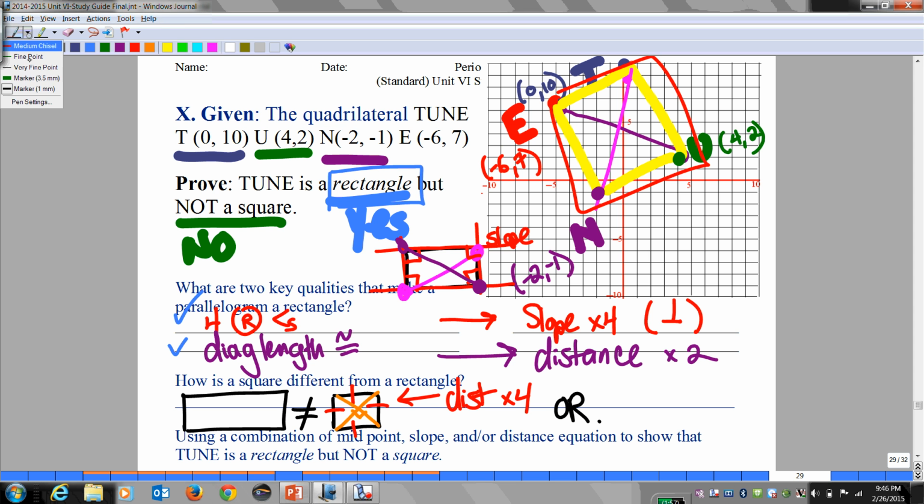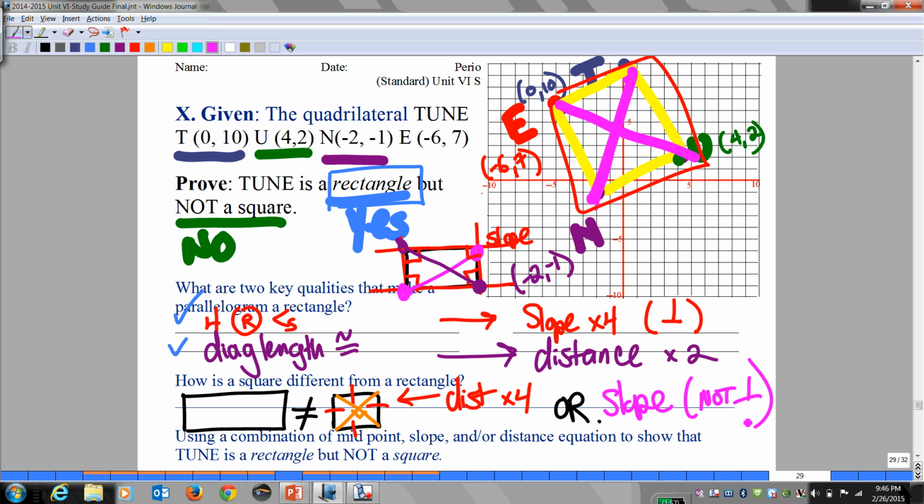Or I can find the slope of the diagonals, which is times 2. And then I would show using that the fact that they're not perpendicular, and if they're not perpendicular, it can't be a square. So it's one or the other, not both. You have to choose which way to prove, yes, it is a rectangle. It's one or the other. And then you have to disprove it's a square, either by distance 4 times or by slope with the diagonals, and show that they're not perpendicular.